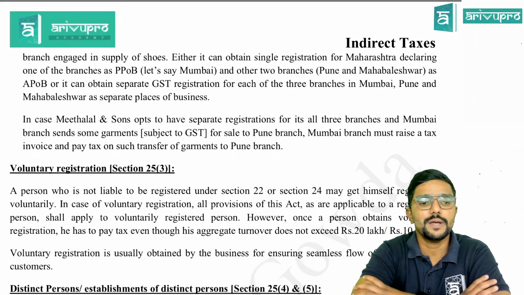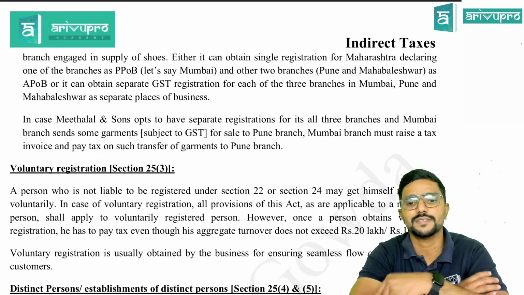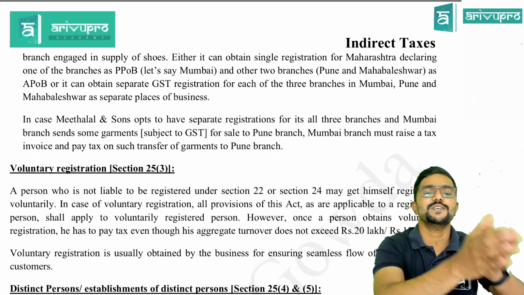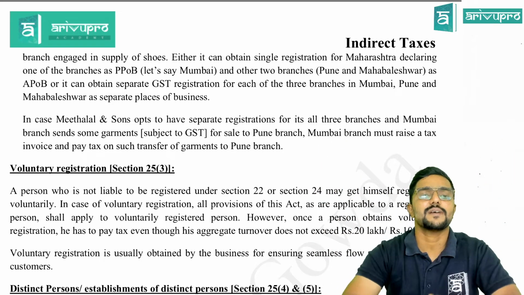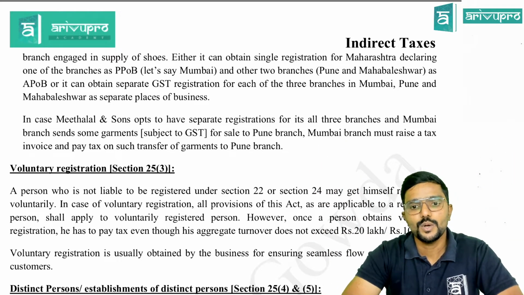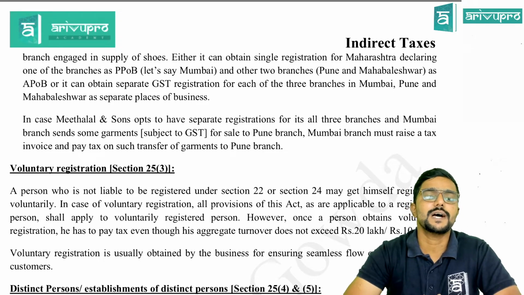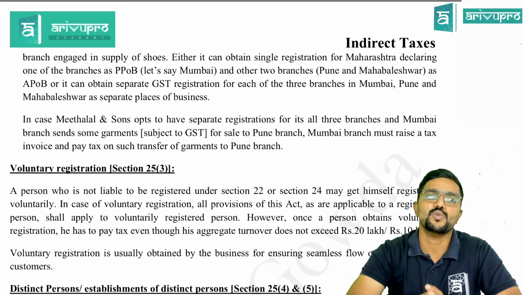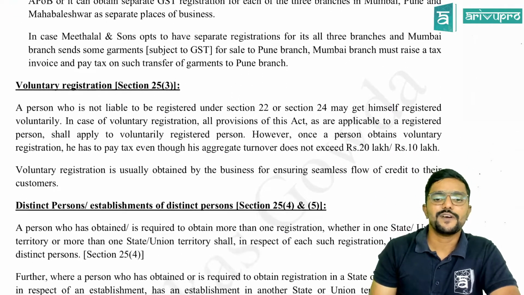In case Methalal and Sons opts to have separate registration for all 3 branches, and Mumbai branch sends some garments subject to GST for sale to Pune branch. If Mumbai branch is sending anything to Pune branch, as they have registered separately, it will be a supply, guys. Mumbai branch must raise a tax invoice and pay tax on such transfer of garments to Pune branch. So this is as per para 2 of schedule 1. Clear? Yes, sir.